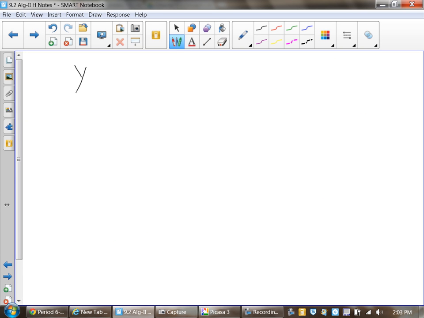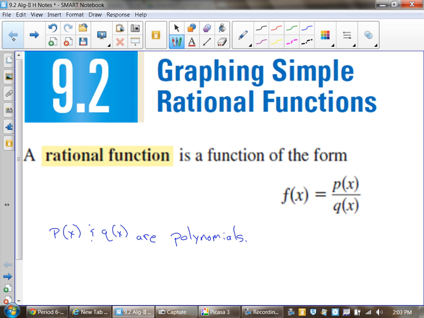We have all looked at this graph before. Sorry.